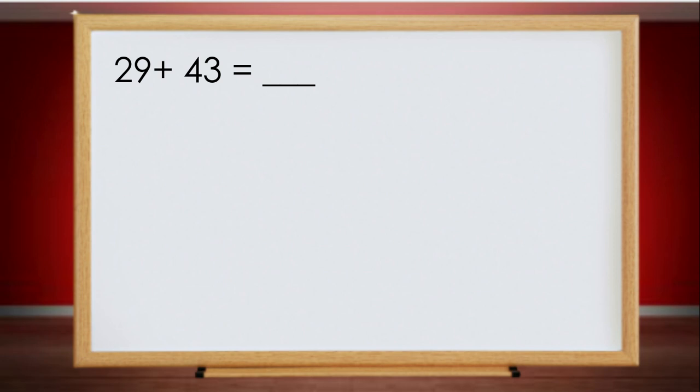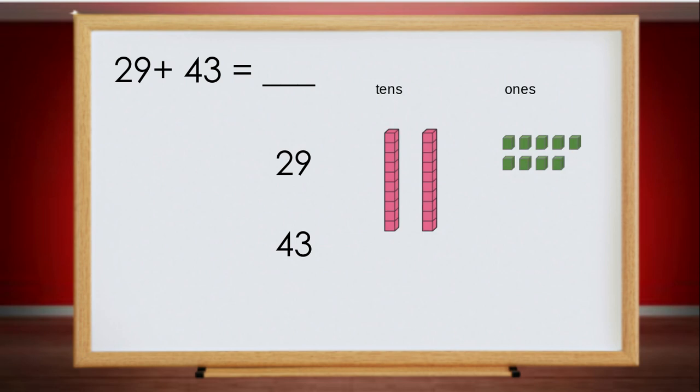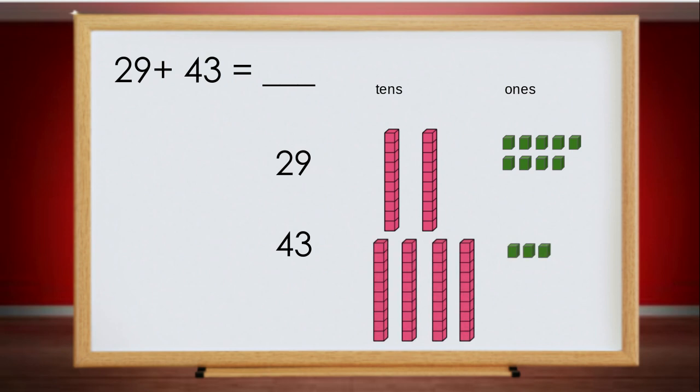29 plus 43 equals blank. Now, before I even try to find the sum of this number sentence, I want to make sure I organize my numbers with our base 10 blocks to show the information. So for the number 29, I know there are 2 10s and 9 1s, which is 20 and 9. And for the number 43, I know there's 4 10s and 3 1s, which is 40 and 3.